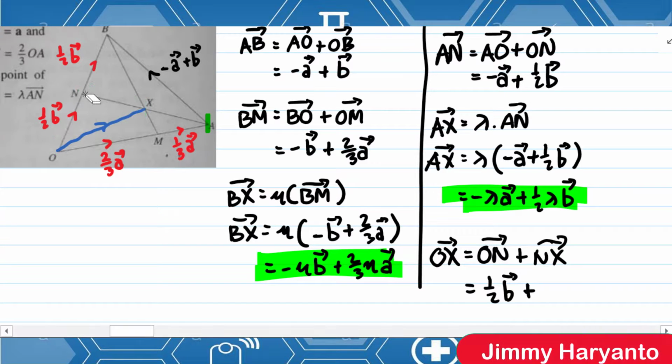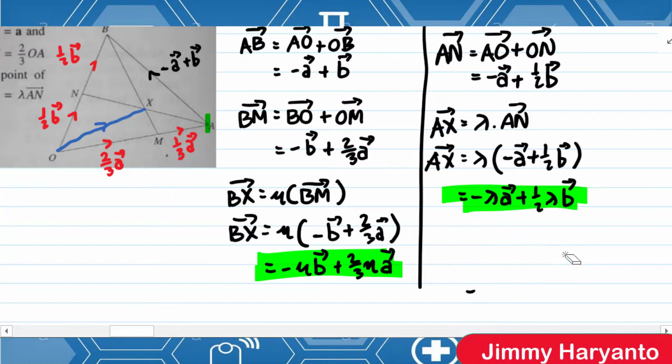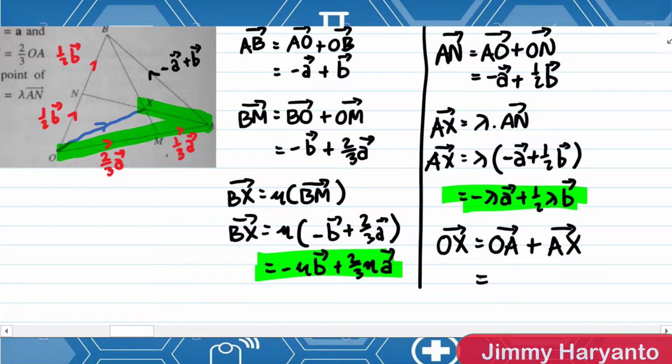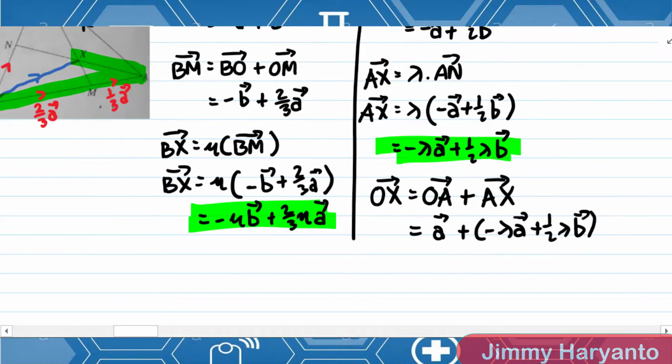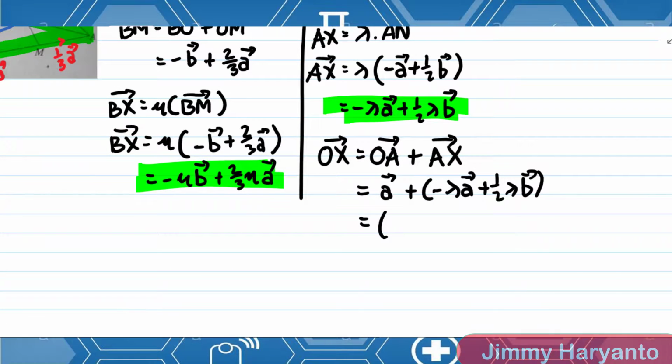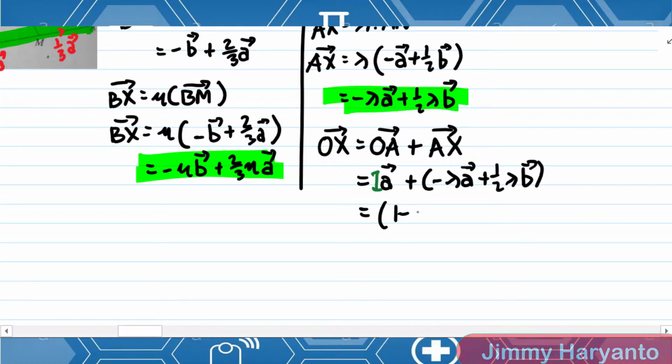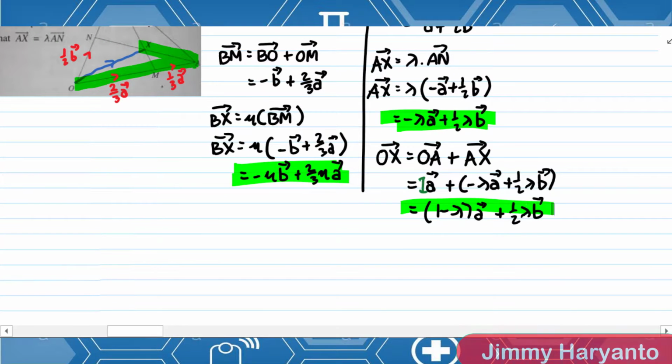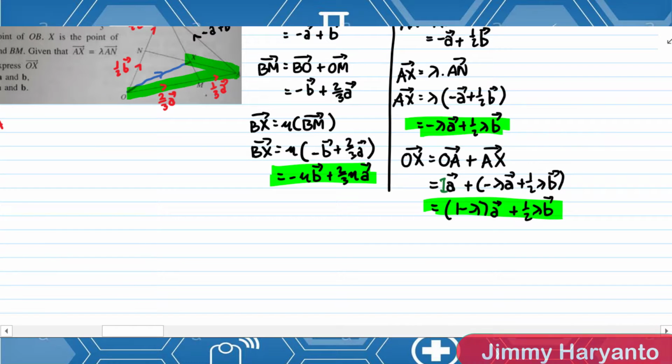Sorry. So don't move like that. Let's try to find another path. So we can move like this. So OX will be OA plus AX, because we already know the AX. OA is A plus AX is negative lambda A plus half lambda B. After that, we can combine it. This one is 1, so 1 minus lambda A, and then the B is half lambda B. That's it. We already have OX in terms of lambda and A and B.